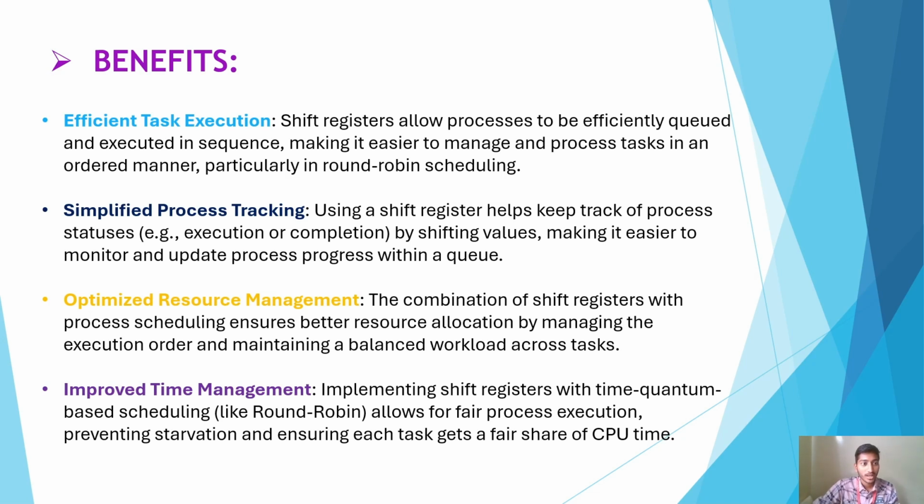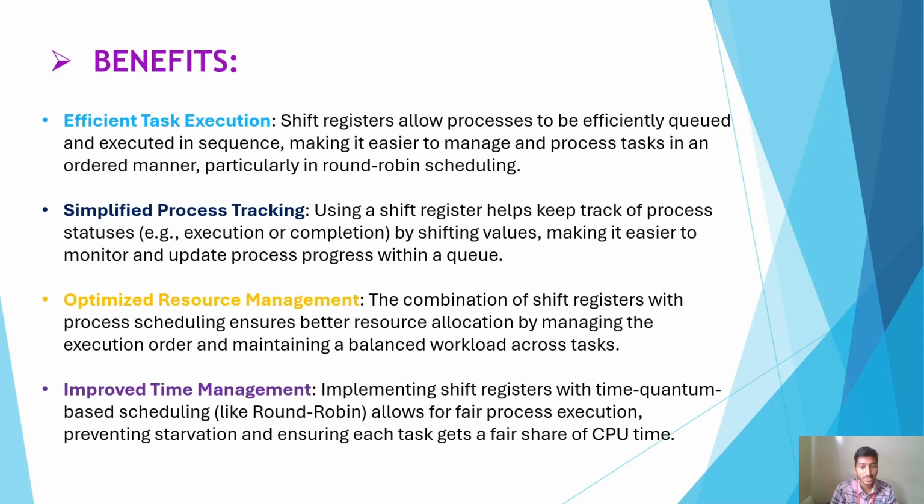Benefits: efficient task execution. Shift registers allow processes to efficiently queue and execute in sequence, making it easy to manage and process tasks in an ordered manner, particularly in round robin scheduling. Simplified process tracking: shift registers help keep track of process status. By shifting the value, it is easy to monitor and update process progress within a queue.